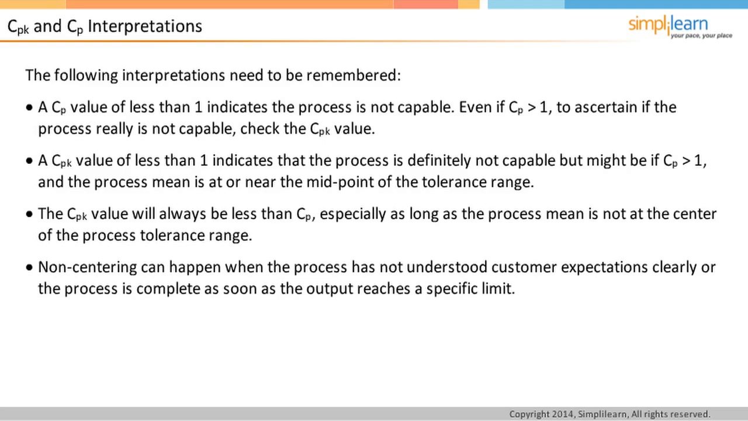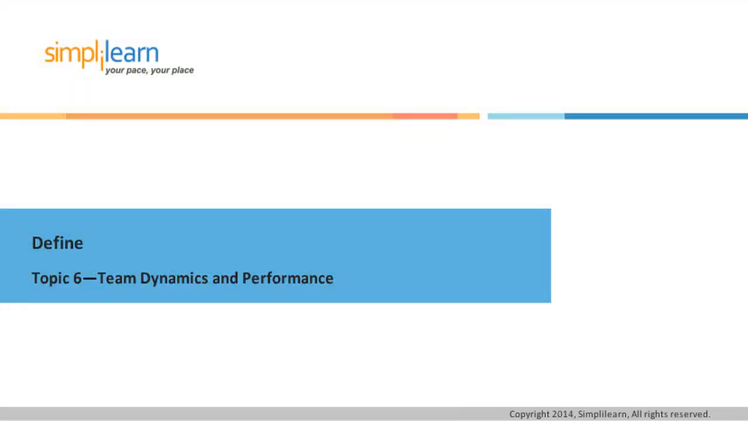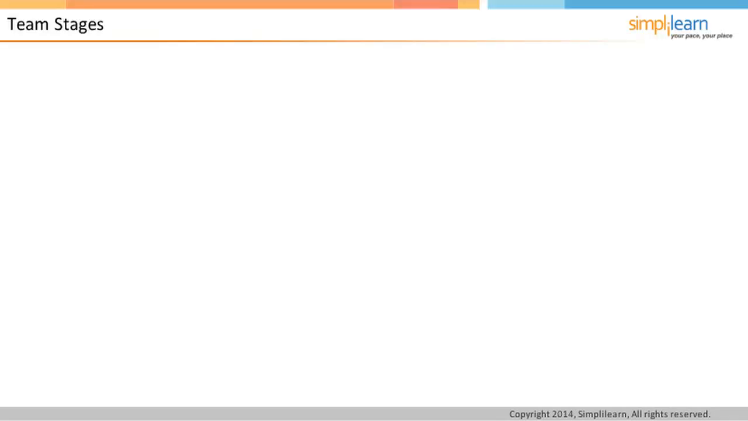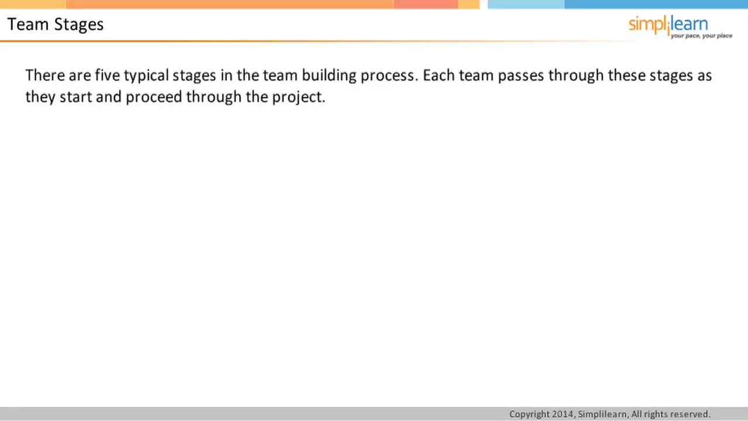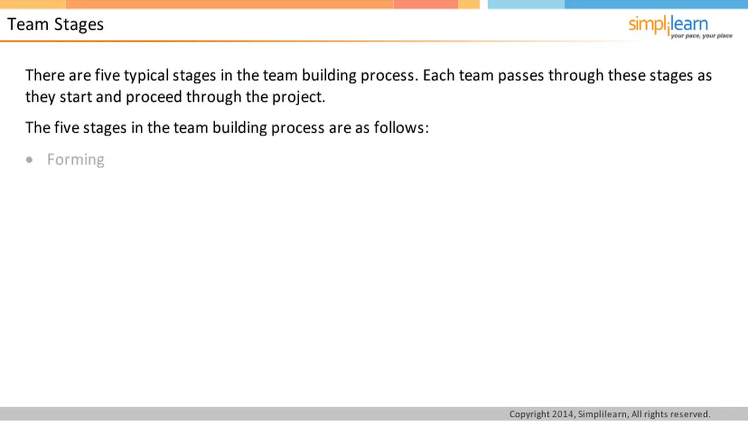In this topic, we will discuss team dynamics and performance. Let us start with a discussion on team stages. There are 5 typical stages in the team building process. Each team passes through these stages as they start and proceed through the project. The 5 stages are as follows: forming, storming, norming, performing, and adjourning. In the next screen, we will discuss the first stage, forming.